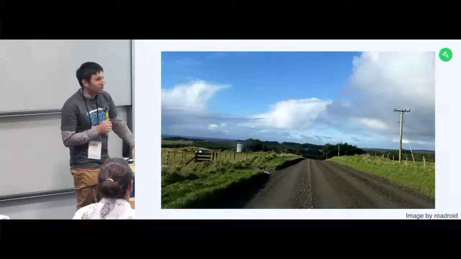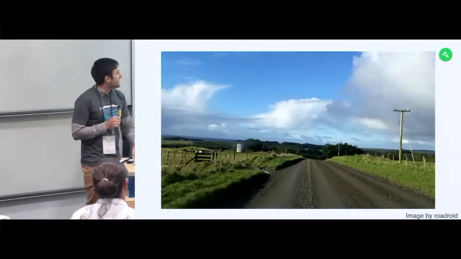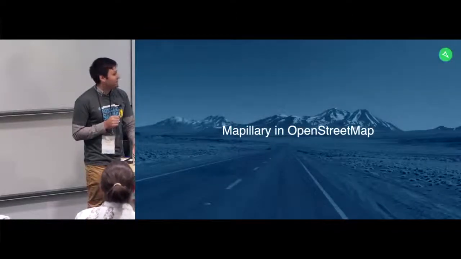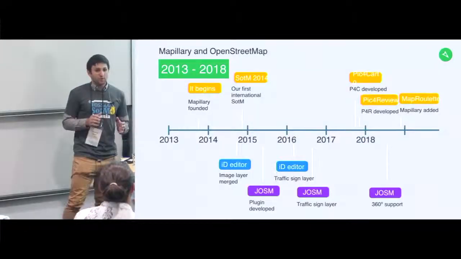So this was what you're looking at before. No one got the island yet, so just keep that in mind for those that didn't see it. It's an island somewhere in New Zealand. But I want to talk about our history with OpenStreetMap.